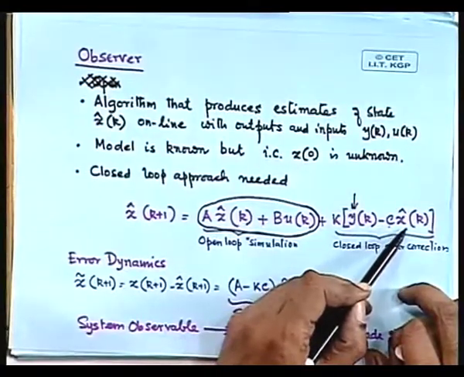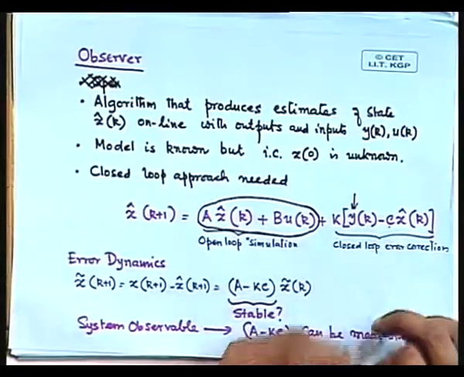So how do I check that? I don't have a measurement for x, so I can't check that directly. But I have y, so I can at least check whether Cx came close to y. I cannot check whether my x hat was good, but I can at least check whether my Cx hat was good with respect to my y.